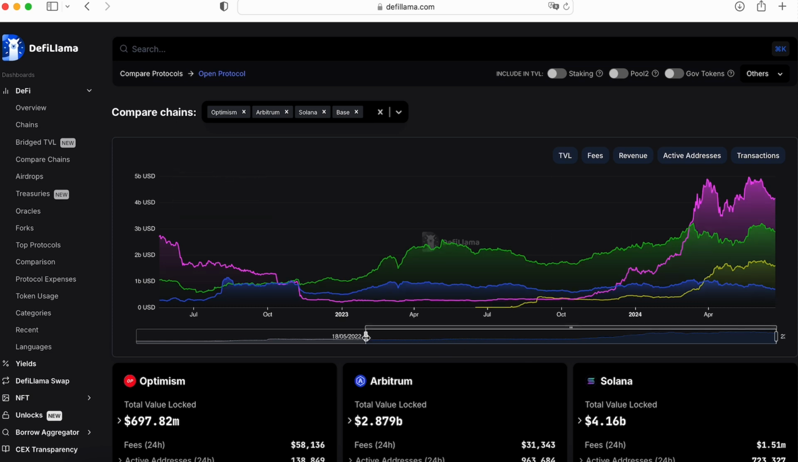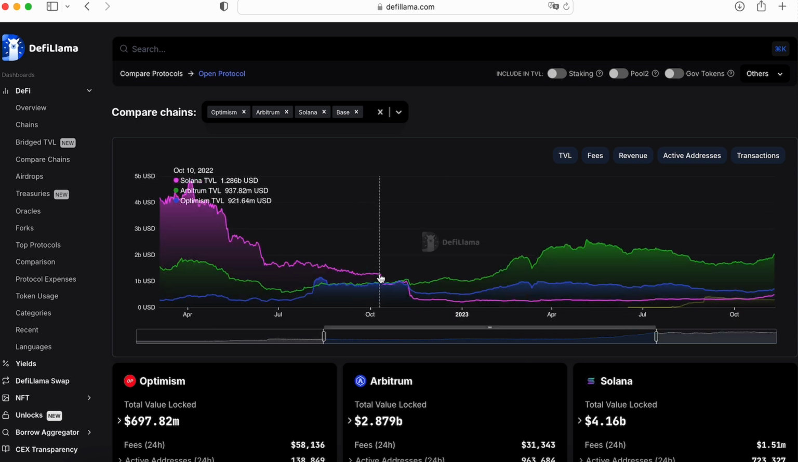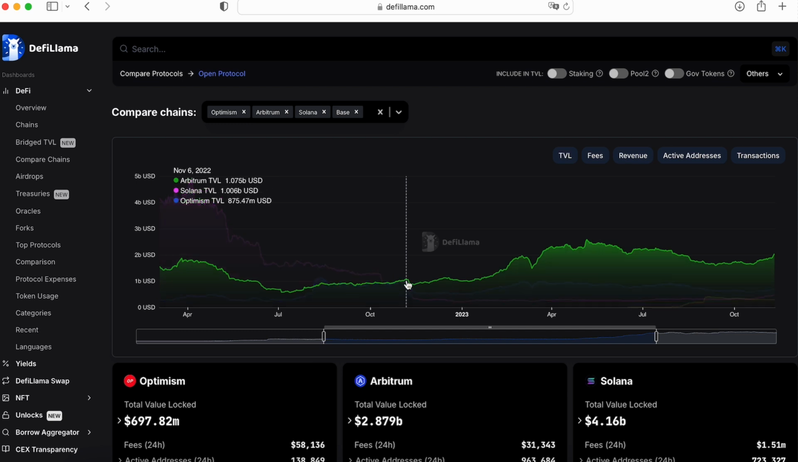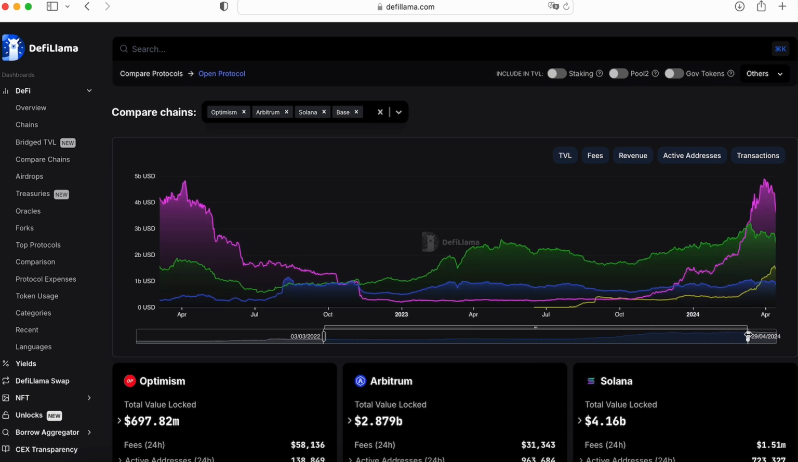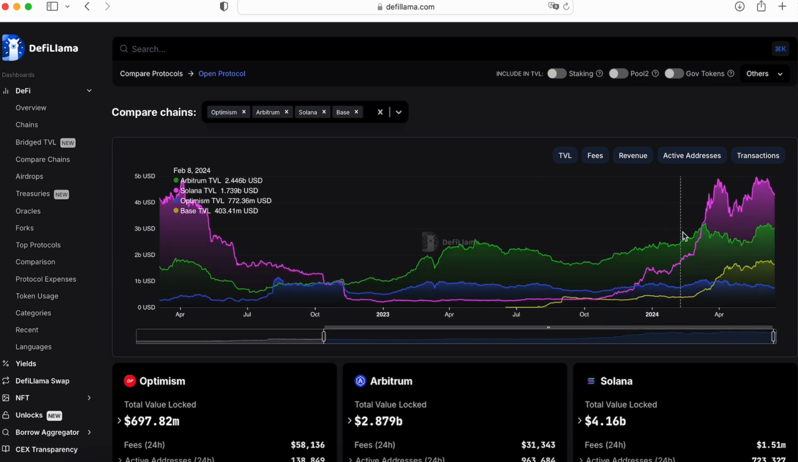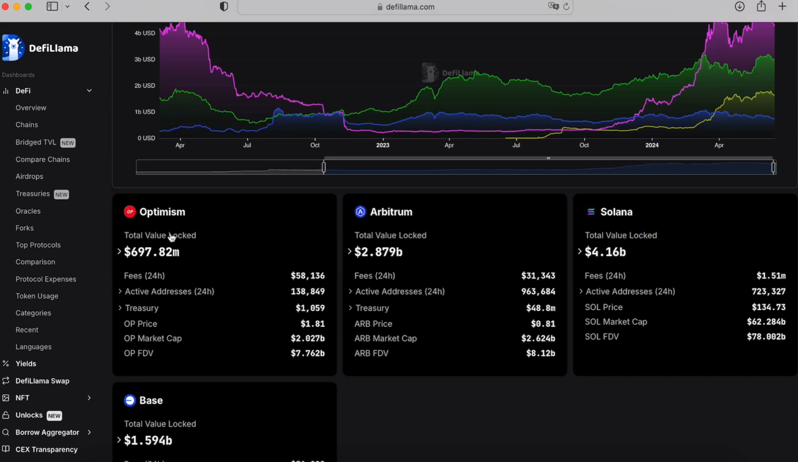Maybe in the future, we will see a shift between the chains. Like it was here in 2022, when we got a dump on FTX, right, and Sol dumped, Optimism hyped, Arbitrum hyped, but then Sol recovered and outperformed Arbitrum. So that's how you can compare the chains. Also, when you add the chains, you can take a look at the total value locked in each chain, the fees, and the active addresses.